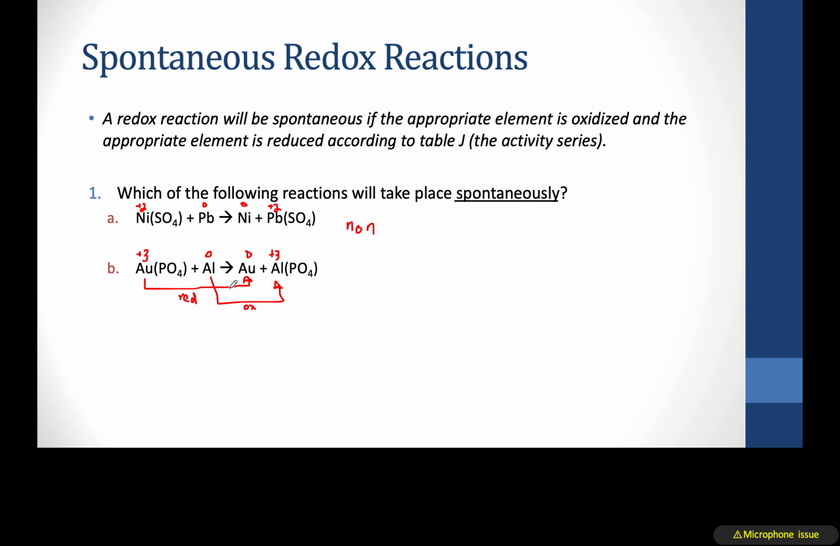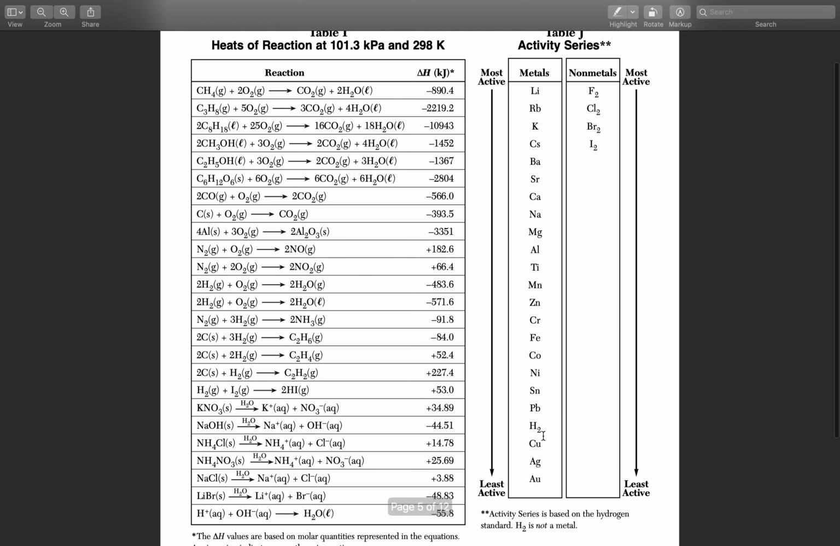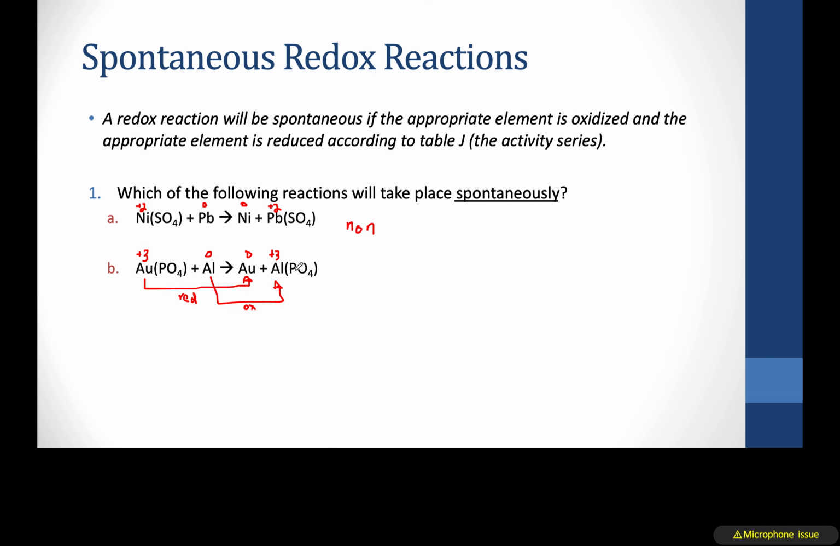So gold's getting reduced, gold and aluminum. Let's check it out on our table. Yep, gold's at the bottom, aluminum is way up here. So aluminum should be the one getting oxidized. That's what happened. This is spontaneous. S-P-O-N, spon. I'm going to stop right there.